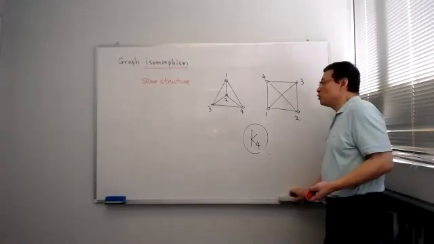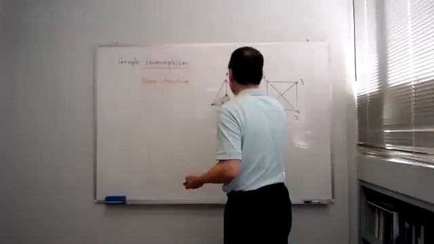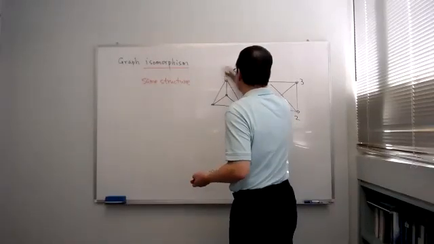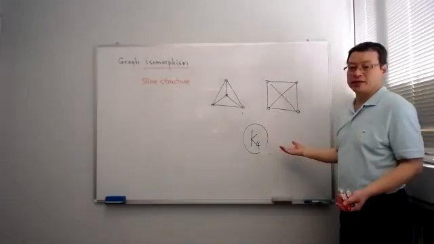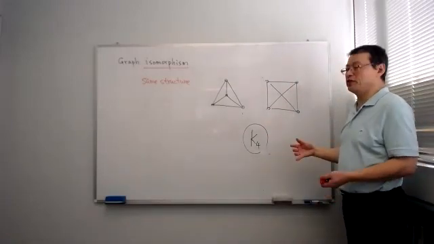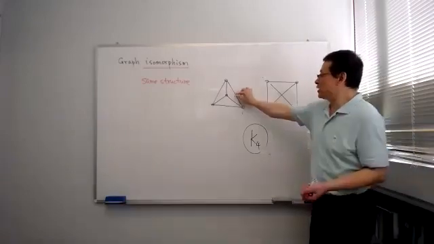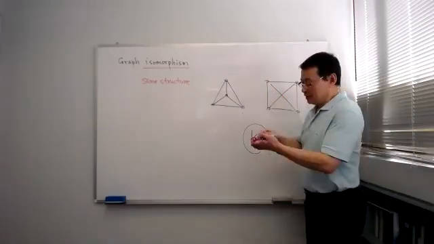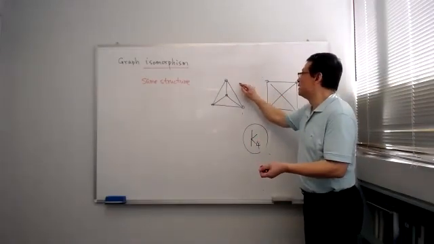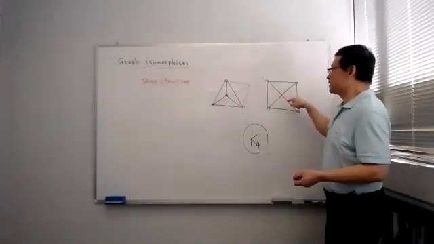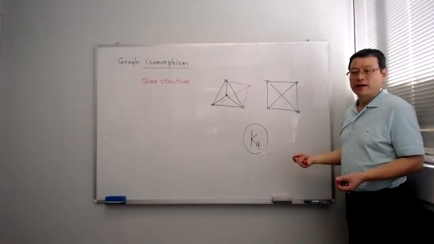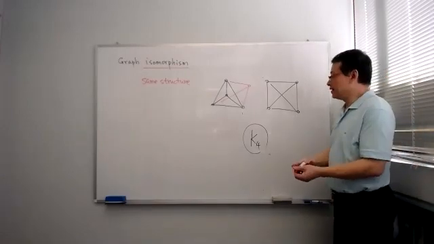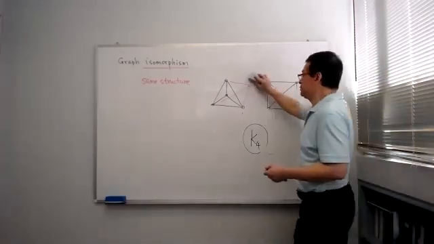Now if I remove their names, these should have exactly the same structure. The structure is the same, just different ways of drawing. For this one, if I move this vertex to here, then I get exactly this graph. So really they have the same structure. Let me give you two more examples.